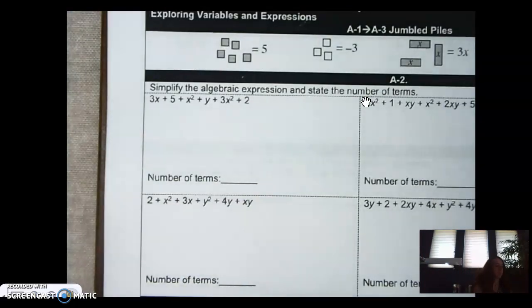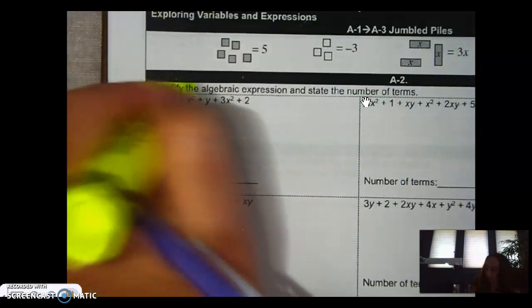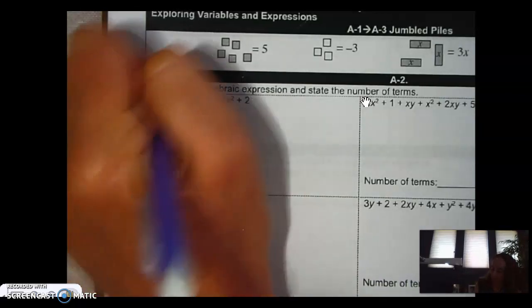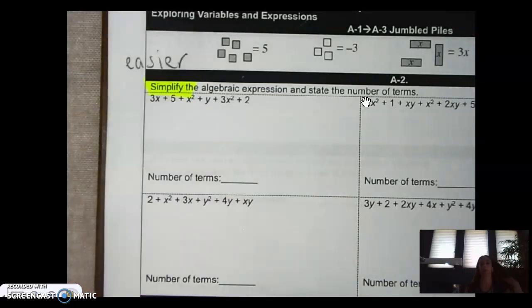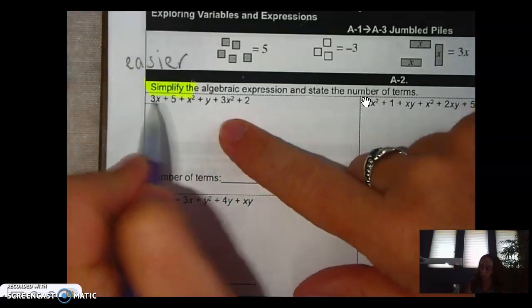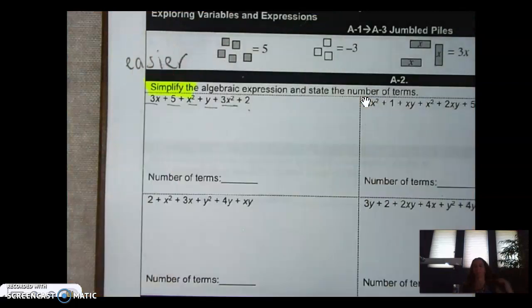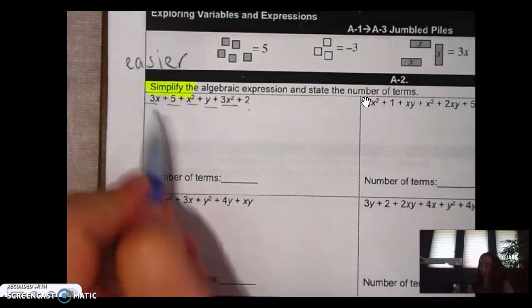So what they're asking us to do is, and I'm going to highlight, if you can highlight, great. If you can't, great, is simplify. Simplify means make things easier. Okay? So if you look, there's this and this and this and this and this and this. We want to put them together. Okay? So we have 3x.